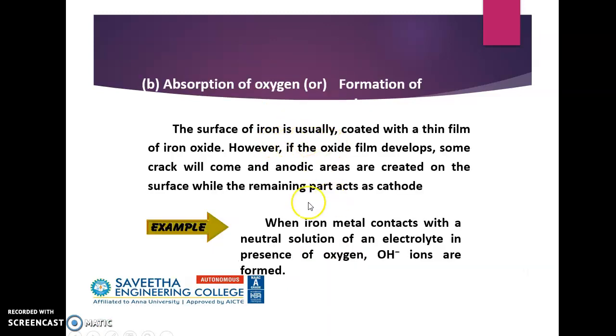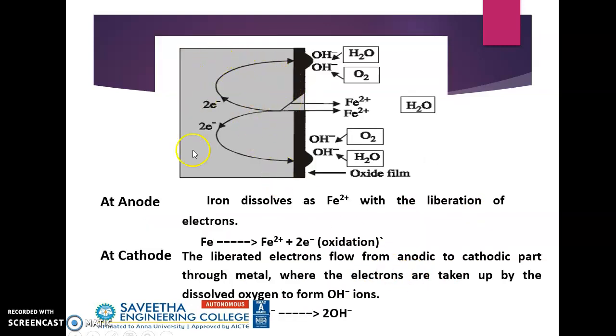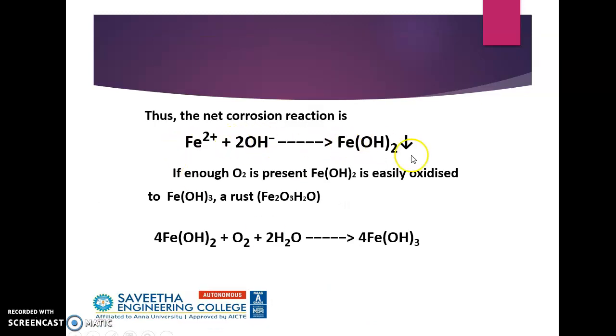In the case of an alkaline or neutral medium, absorption of oxygen will take place, when iron is in contact with a neutral electrolyte in the presence of oxygen. Here also the metal will lose electrons at the anode: Fe loses electrons to produce Fe2+, and at the cathode the oxygen will gain electrons to produce OH-. Now the Fe2+ and OH- combine to form iron hydroxide, and it depends upon the amount of oxygen present. If the amount of oxygen is limited, iron(II) hydroxide will form, and if oxygen is in excess, it can form iron(III) hydroxide.